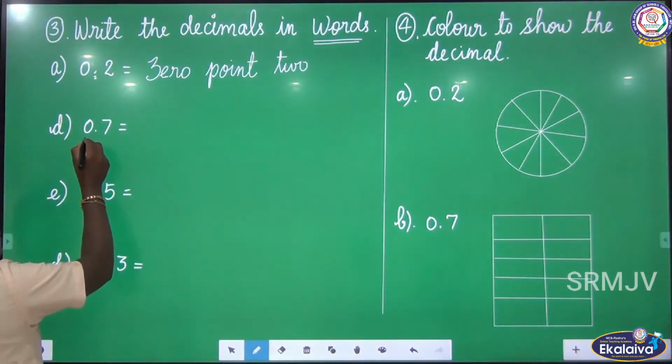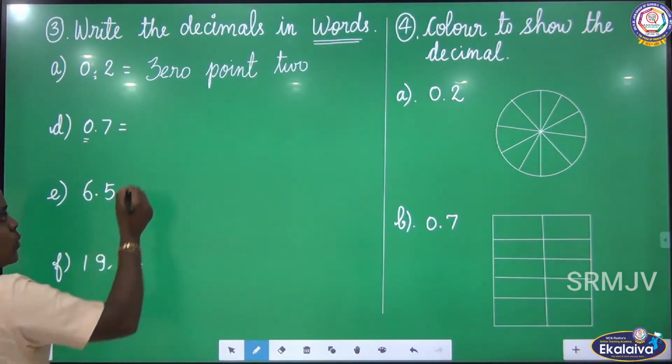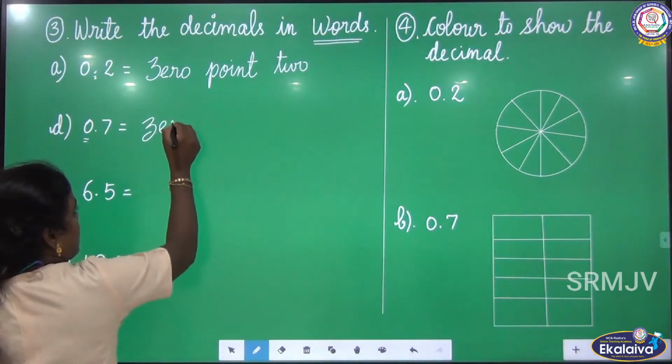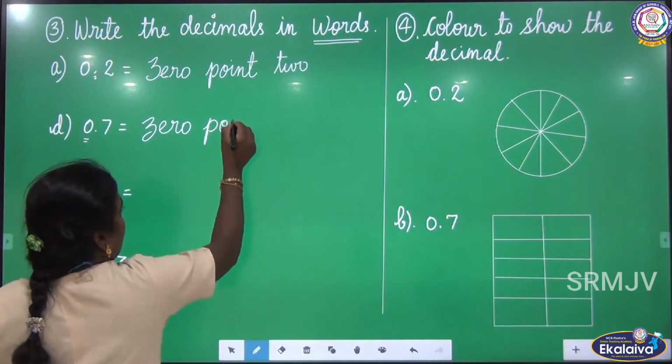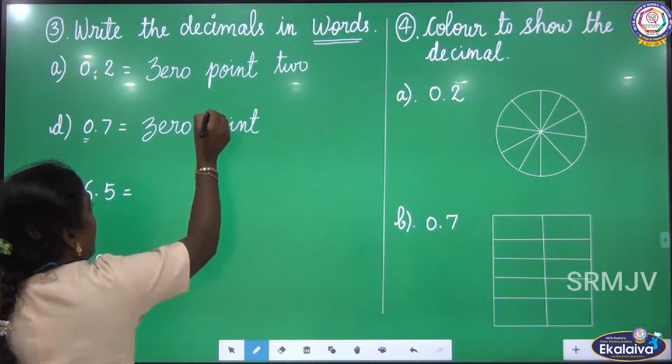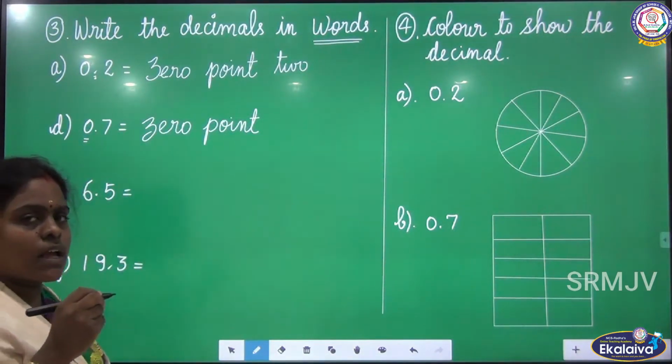Here look at the next number 0. Z-E-R-O. 0 point. P-O-I-N-T. Point. And in the decimal part we have 7.